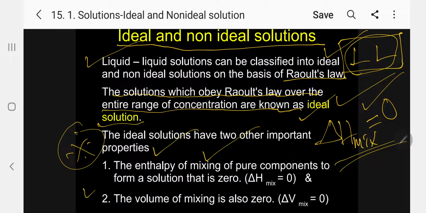The same way, when you mix, what will happen now? The volume of mixing is also 0. Suppose I am mixing 10 ml of liquid 1 with 10 ml of liquid 2. So the total will be only 20 ml. There is no difference. So we will say automatically delta V mix equals 0. Kindly follow. It will not increase the volume, it will not decrease the volume. The volume of mixing is also 0.